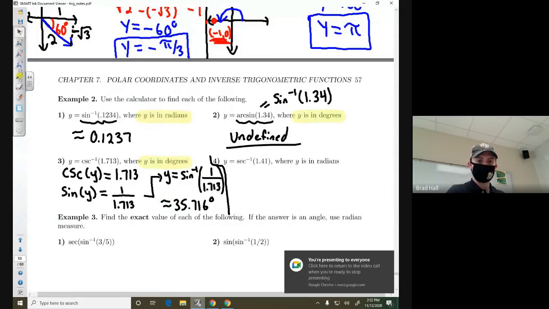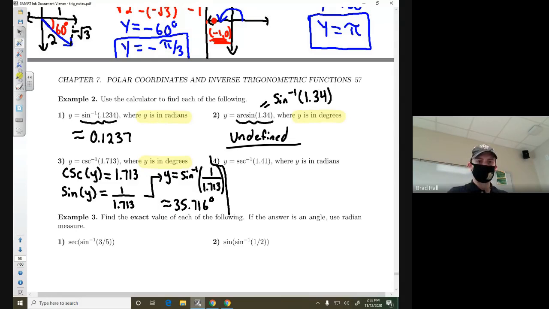And then we can look at problem 4, which is pretty much the same issue, except y is in radians. So if you want to go ahead and put your calculator in radian mode, you can go ahead and do that right fast, so you don't forget. But we have the same issue. Secant inverse is not in the calculator. So we have to finagle things a little bit in order to get this into a calculator-friendly form, which means undoing the inverse. So now secant of y is equal to 1.41.